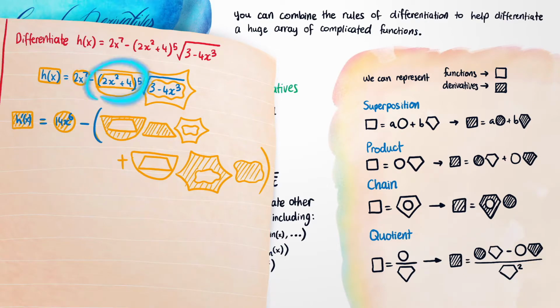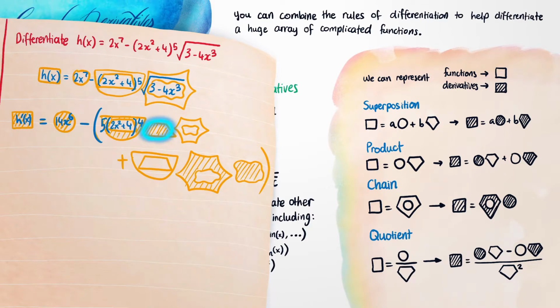Okay, now to differentiate this part over here, we just want the derivative of the outer shape in terms of the inner shape. So we're just going to cover the inner shape and say, what is something to the power of 5 differentiated? And of course, that's going to be 5 times something to the power of 4. So now that we've differentiated the outside, we unpack it, and then we just copy the inside in.